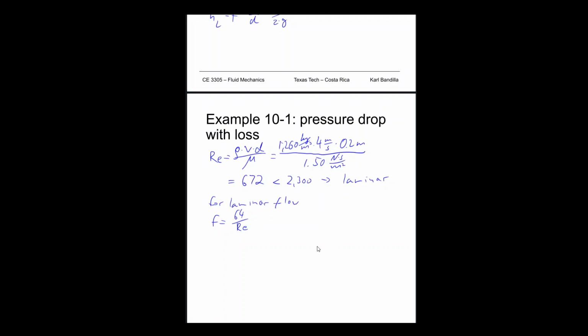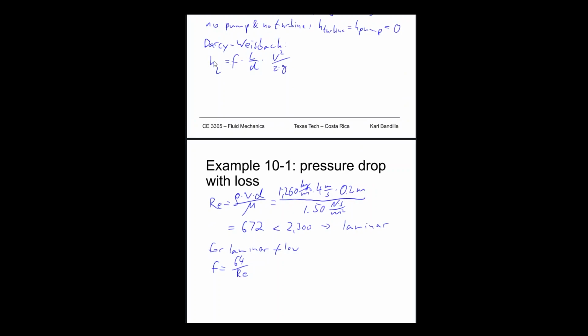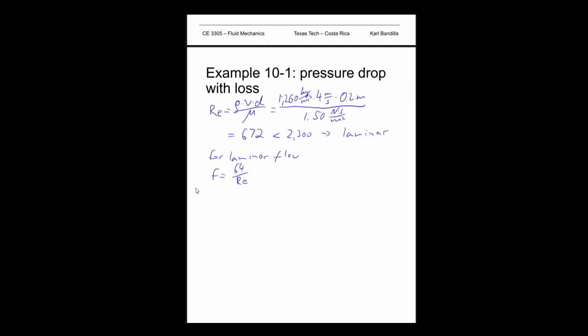And then with that, we can go back to our Darcy-Weisbach equation and plug those numbers in. So then that means we know that H_L is going to be 64 over the Reynolds number, the one that we just calculated, times L over D times V squared over 2g.